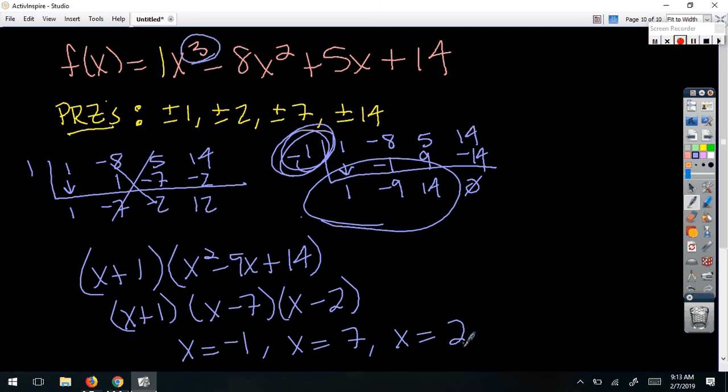All of which were on that list. They won't always be on that list, but in this case they were. Yes? Because I divided by -1, that means it was a 0. Because it went in, so that means x minus whatever's on the outside when you get 0 is a factor.